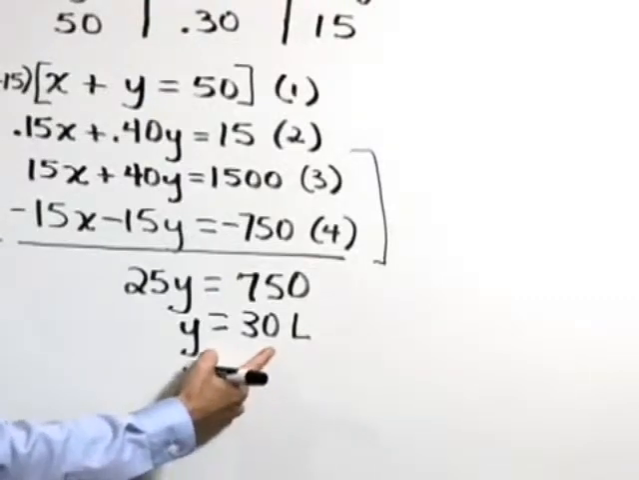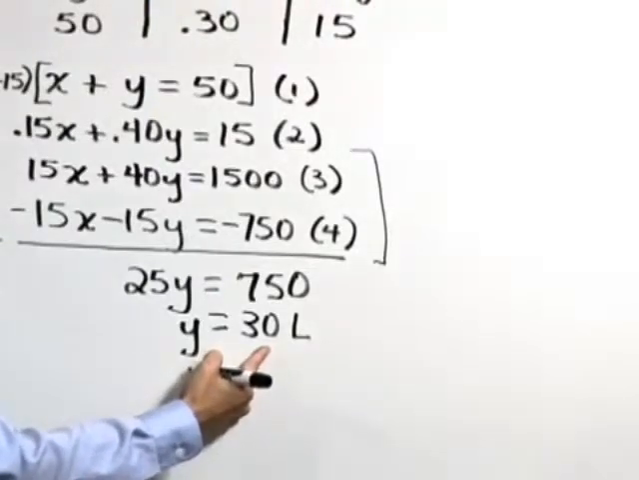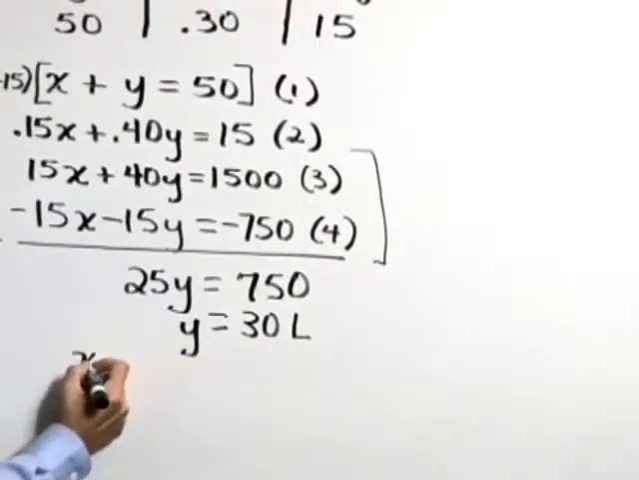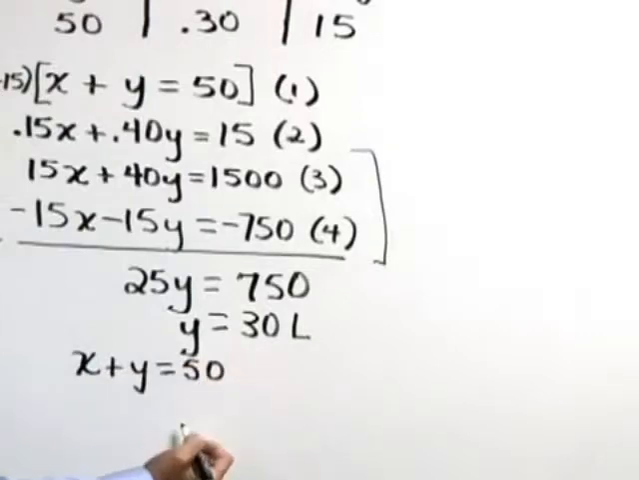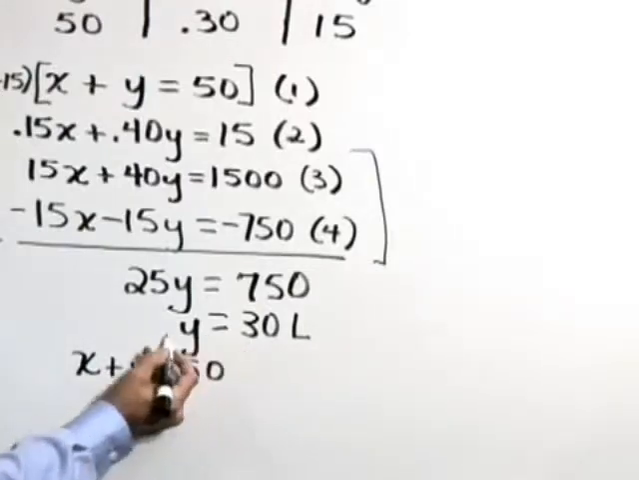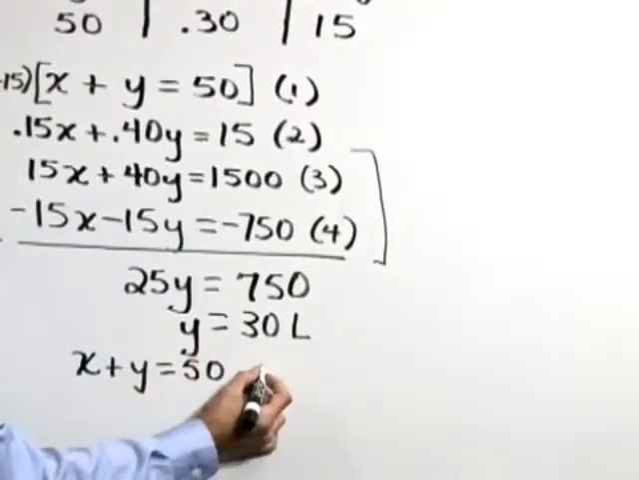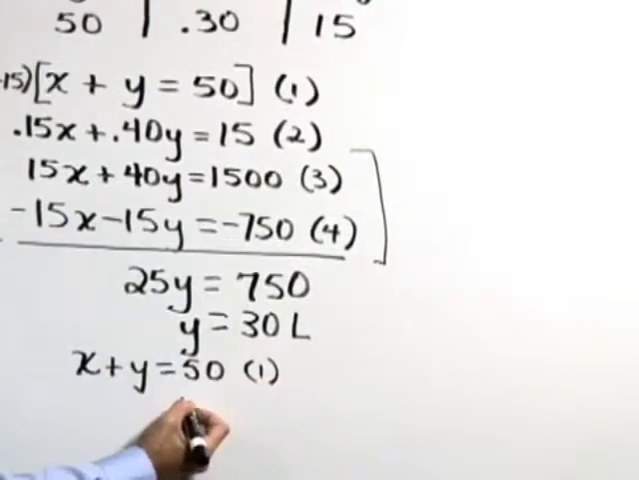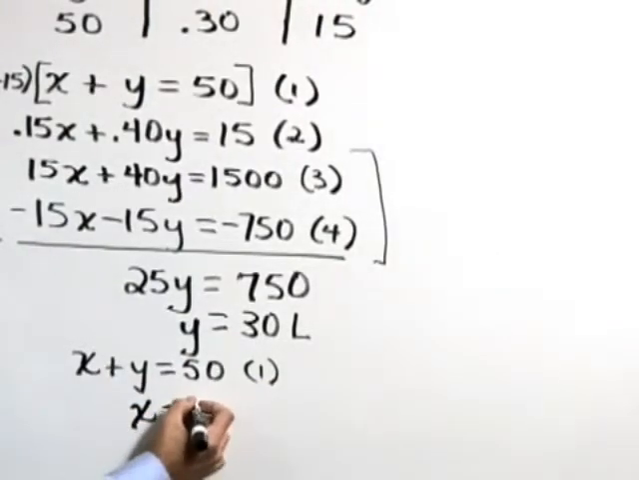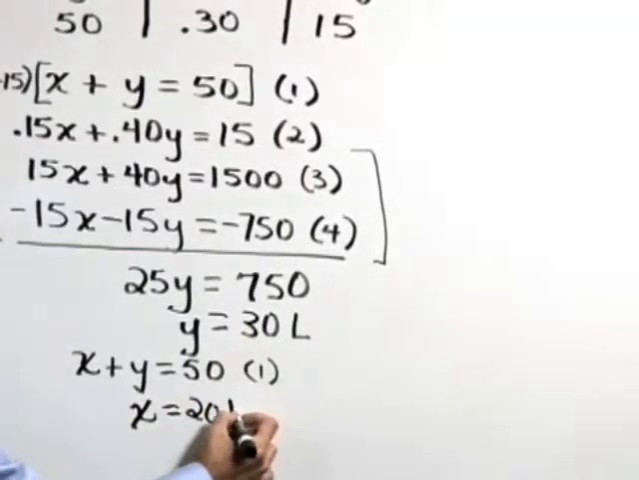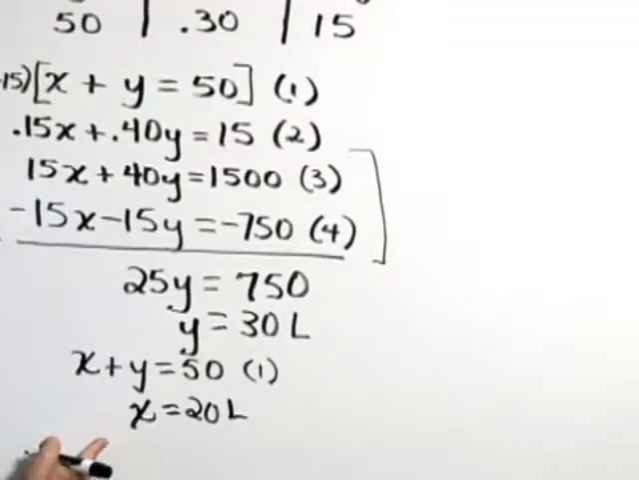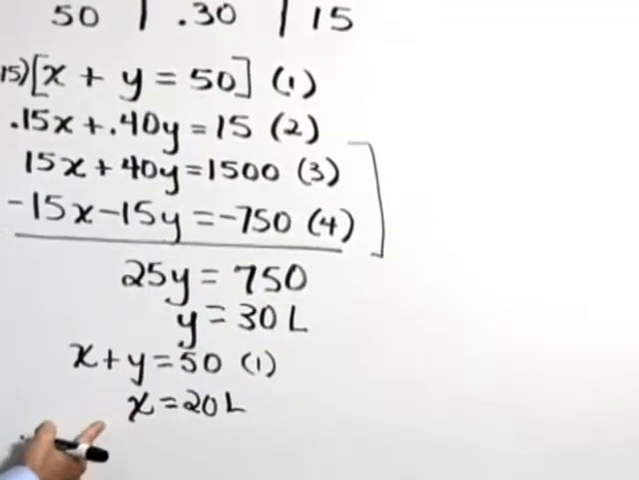Let's solve for X as well. From equation 1, we're given that X plus Y is equal to 50. And so if we substitute that 30 in for Y in equation 1, then X is equal to 20. That 30 plus 20 gives the 50. So X must be 20 liters. Let's go ahead and summarize our answer then and state it very clearly as step number 5.